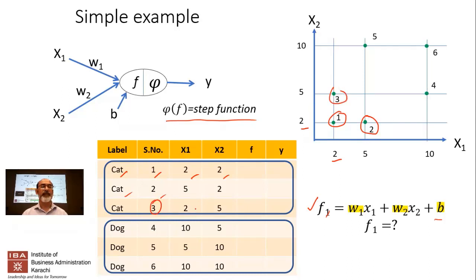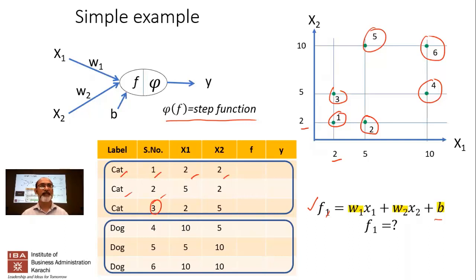This is given. All right. Now we've got 3 dogs given as well. So this is the simple case. You can see that it is linearly separable. Now my question is, what values of W1, W2, and B would you choose so that you can draw a line through it?